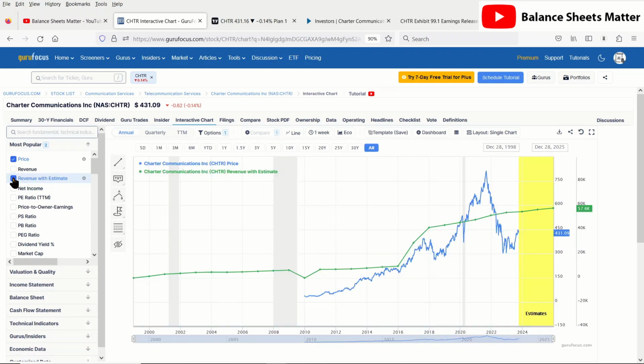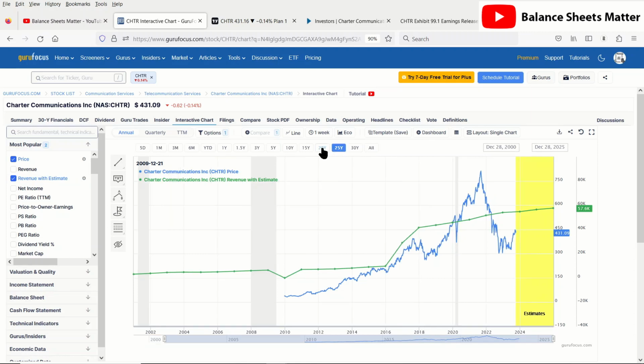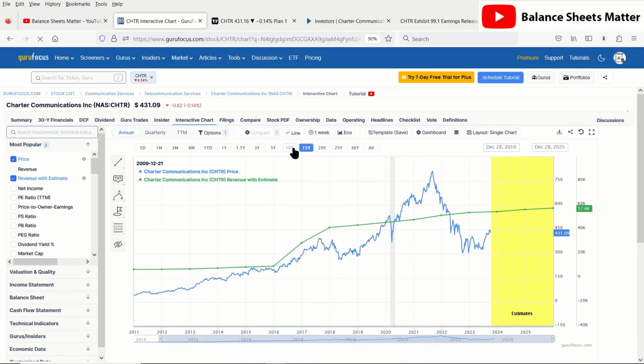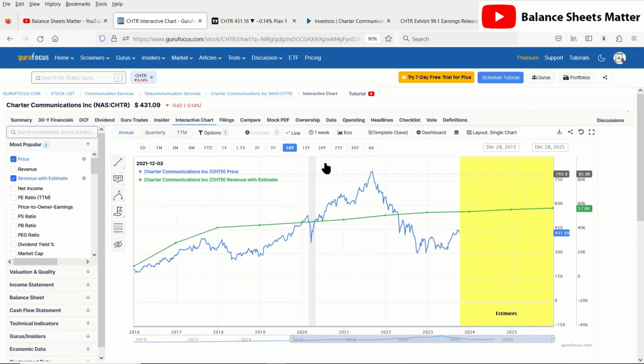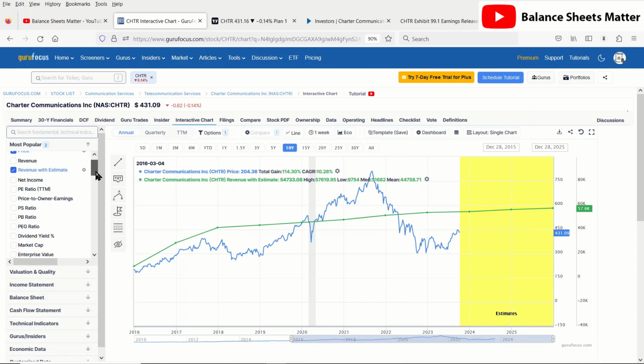So I pop up the revenue with estimates, basically the cumulative from the analysts here. I'm just going to go on a shorter time span, shorter, shorter. And let's just do 10 years here. And we can see they are expected to slowly tick up the revenue, kind of in trend with what they're doing. It's not huge, a couple billion. This is less than around 5% growth. So not a lot of growth there.